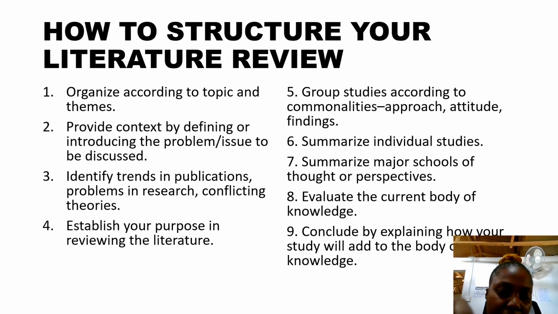Group the studies. After doing your literature research, you find a lot of papers. So what you do, you group these papers according to their similarities. If there are papers talking about one concept, you put them on one side. Then other papers which differ from that concept, you put them on the other side, so that it's easy for you to identify them when you are doing your discussion. Summarize individual studies, summarize major schools of thought, evaluate the current body of knowledge, conclude. So you see, this is similar to what we said earlier.